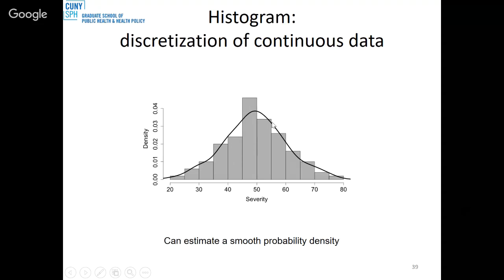There's a high probability density here near the middle, meaning that you're most likely to report a pain severity of around 50 and less likely to report extreme pain, probabilities closer to 20 or 80.